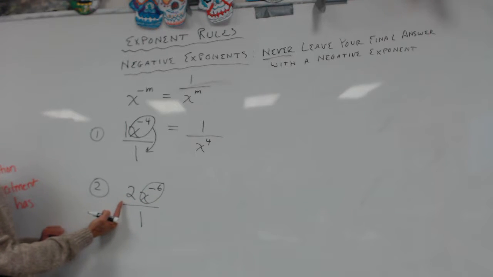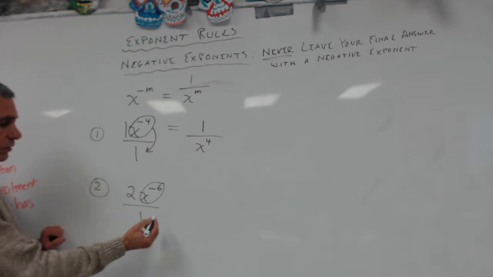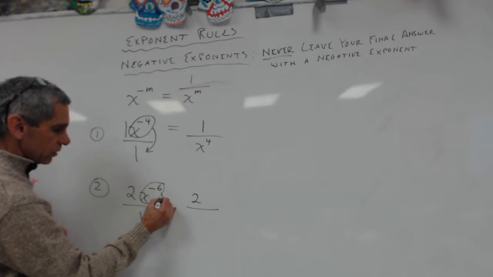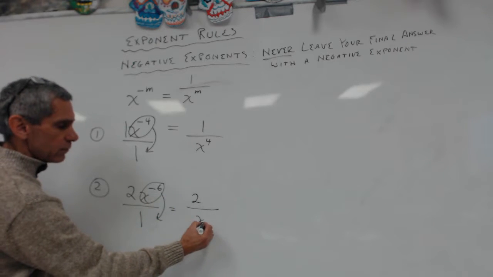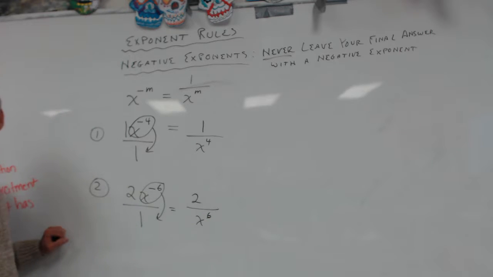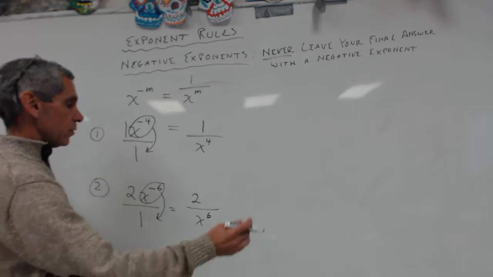Does it affect the 2? No, it's not next to the 2. The negative 6 is only next to the x. So the 2 stays upstairs, but the x to the negative 6 goes downstairs and becomes x to the positive 6. Okay? You with me?